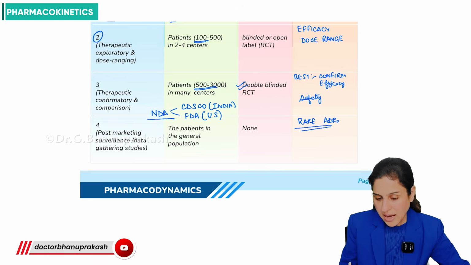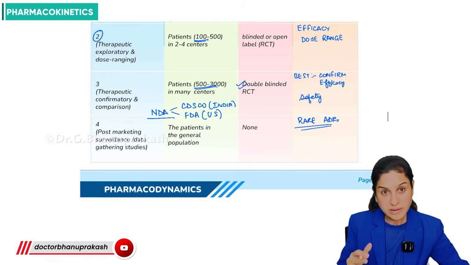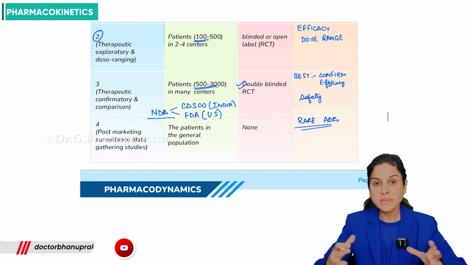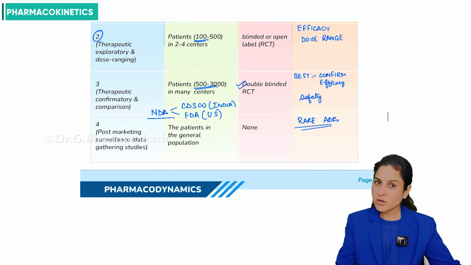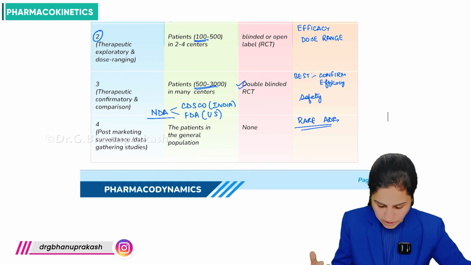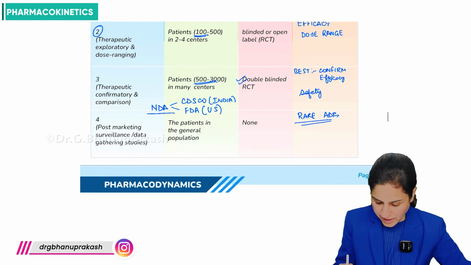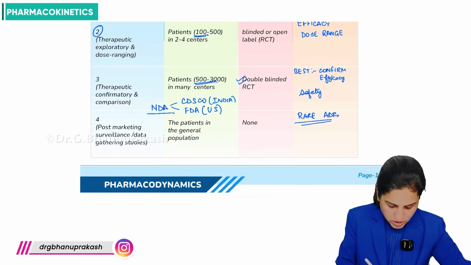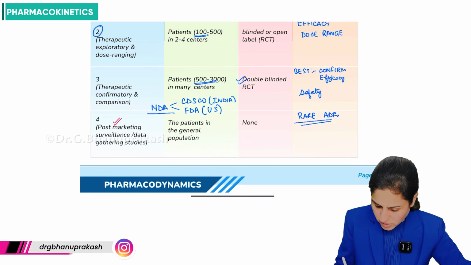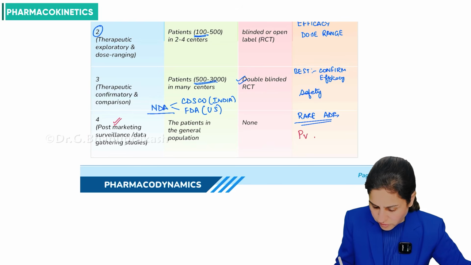So rare ADRs are found here because of long-term exposure, because you're giving the drug for a long period of time. The long-term ADRs also can be found out. And this is the phase where you do the ADR monitoring. So it's post-marketing surveillance, also called pharmacovigilance studies.